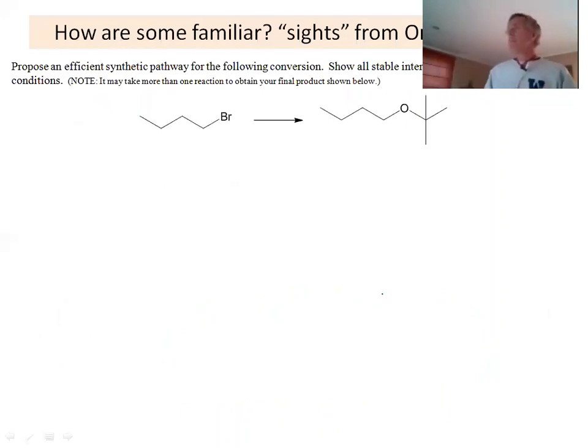So, here are some familiar sites. Hopefully they're familiar sites. These are practice problems that I'd like you to try. Please propose an efficient synthetic pathway for the following conversion. Notice I'm not telling you that it's an SN1 or an SN2 or an E1 or an E2. This is our goal, I'd like you to be able to show me how to start with one molecule, like this alkyl bromide, and end up with this ether. Now this should look familiar. There's a problem very similar to it on our homework that was due in class this week.